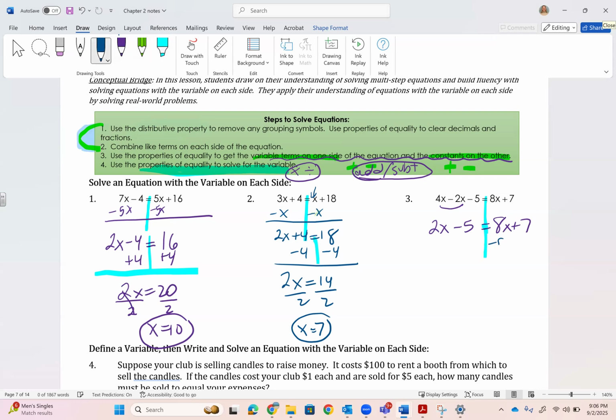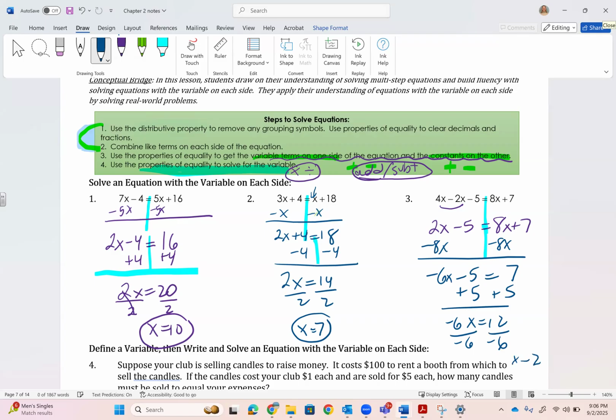So we're going to subtract 8x to move it to the left side. And negative 6x minus 5 is equal to, bring down the 7. We're going to add 5 to both sides, and we're going to get negative 6x is equal to 12. Divide by negative 6. Again, to get rid of a coefficient, you multiply or divide. And x equals negative 2 for this problem.